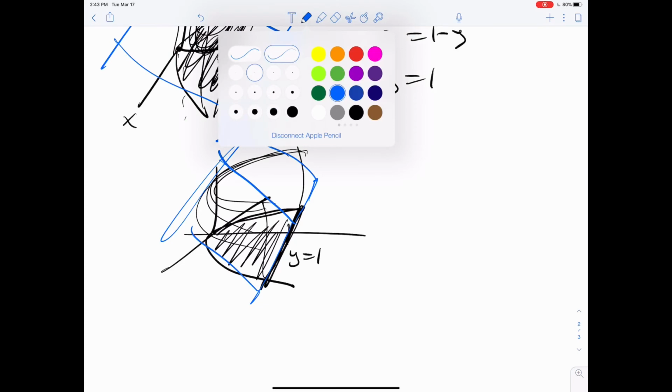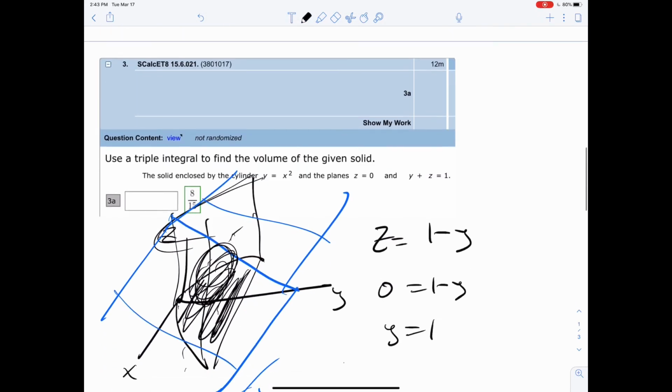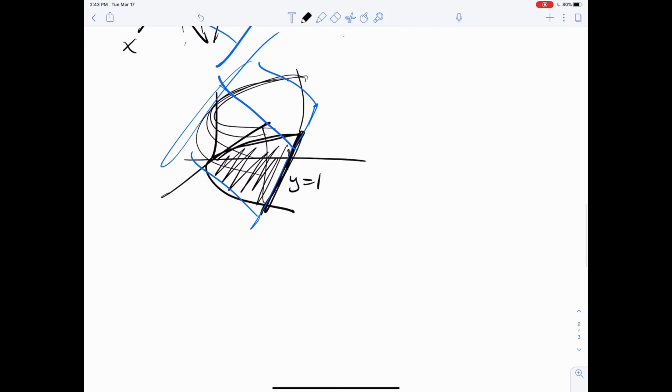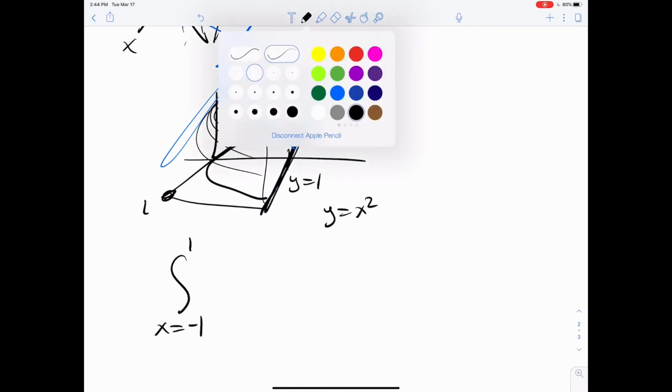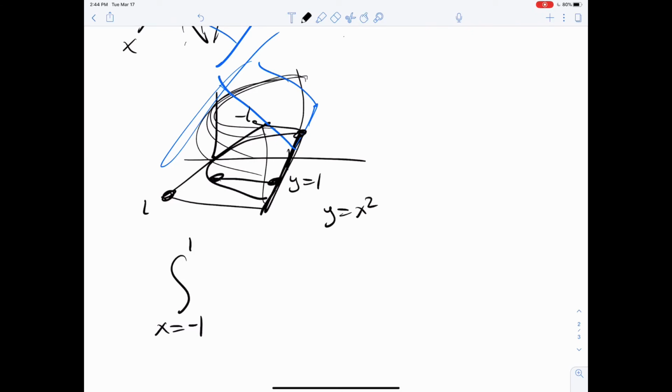So now what we want to do to find the, I believe it was volume, find the volume, we need to turn that region into coordinates. So if y is equal to 1 and y is equal to x squared, that would mean x is equal to 1 or negative 1. So I'm thinking the x's start at negative 1 and go to 1. Given an x, the y's go from here to here. So the y's start at x squared and they go to 1.